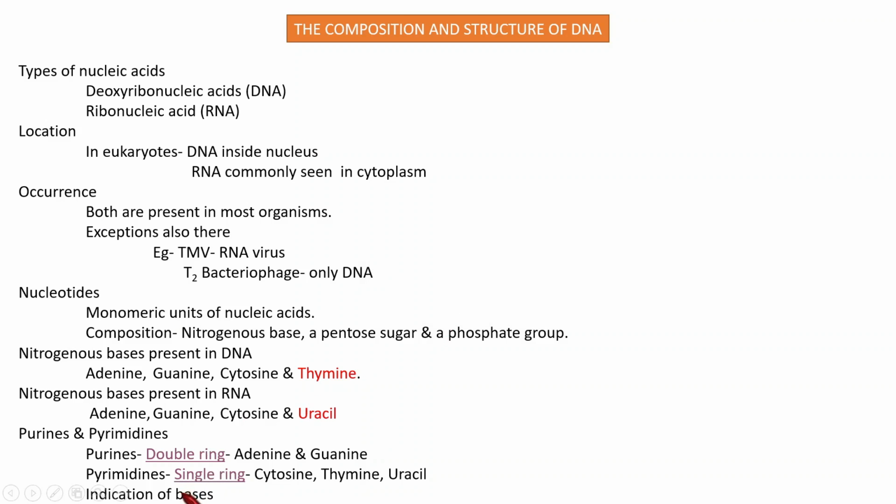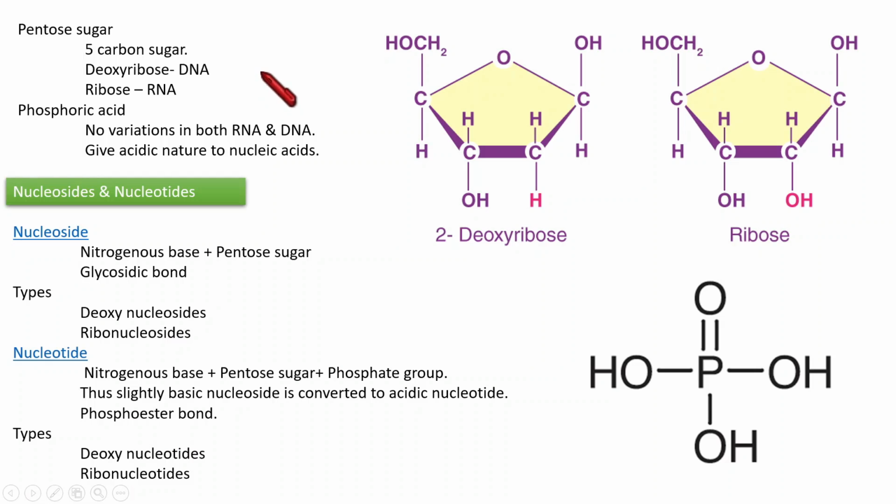Then in what way can we indicate all these bases? By using the first letter: adenine by A, guanine by G, cytosine by C, thymine by T, and uracil by U. Okay. Now we clearly understood what a nitrogenous base is, which are the bases, how they are classified, everything. So the next element in the nucleotide is sugar, pentose sugar. That's what we are going to see now.